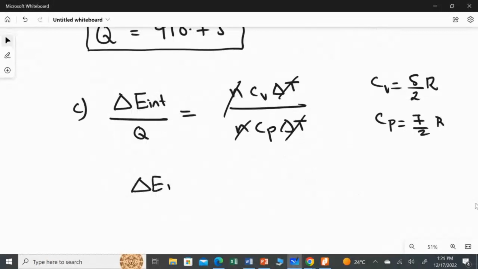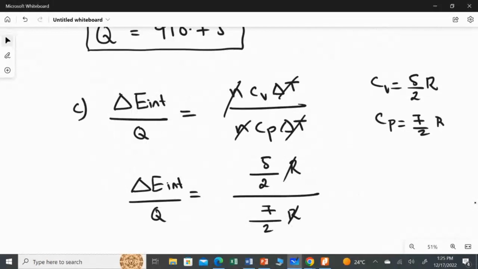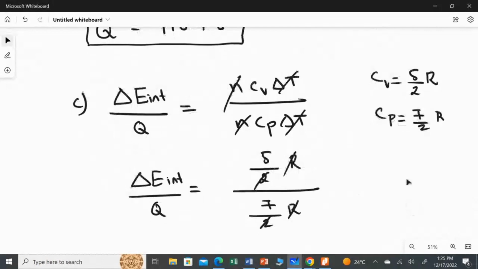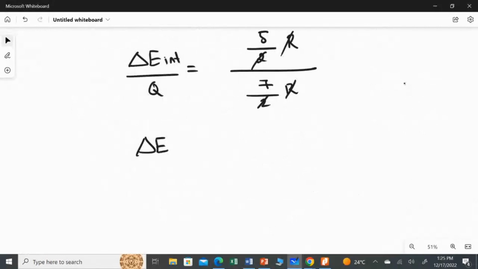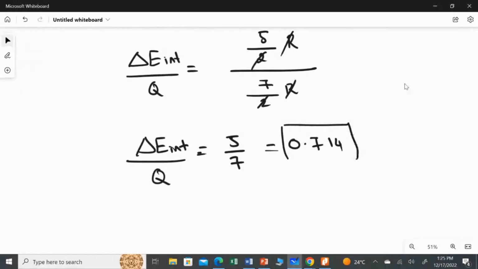By that, the expression becomes change in internal energy over Q, the heat energy, equals 5 over 2 times R over 7 over 2 times R. The gas constant cancels top and bottom, as well as the 2 with 2. Finally, we get the internal energy over Q as 5 over 7. The value of 5 over 7 is 0.714. So this much fraction is the answer. If you want to find the change in internal energy, it's very easy: just multiply by Q, which we already found in the previous part. But for this question, the answer is 0.714, because we are just finding the fraction. Clear? That's it. Thank you.